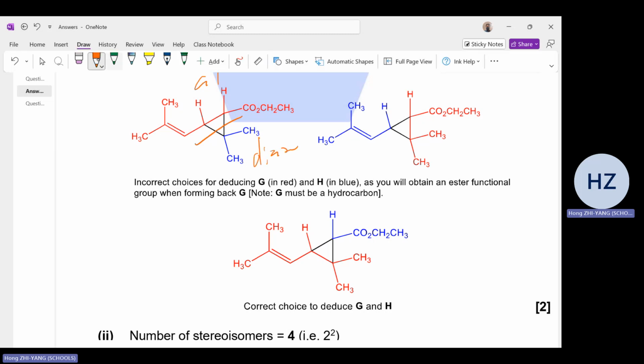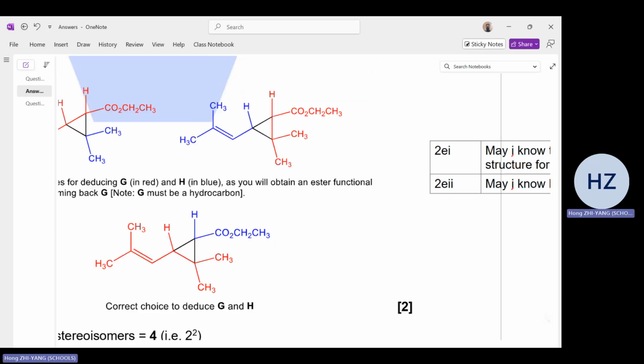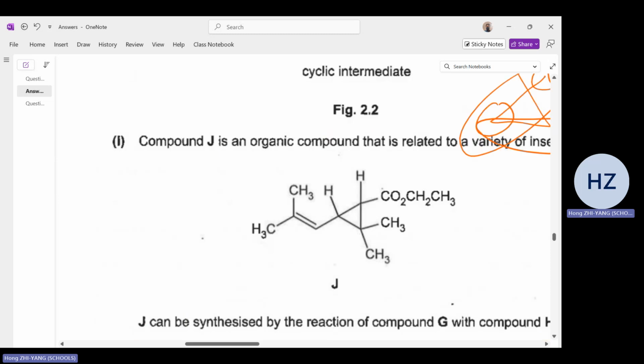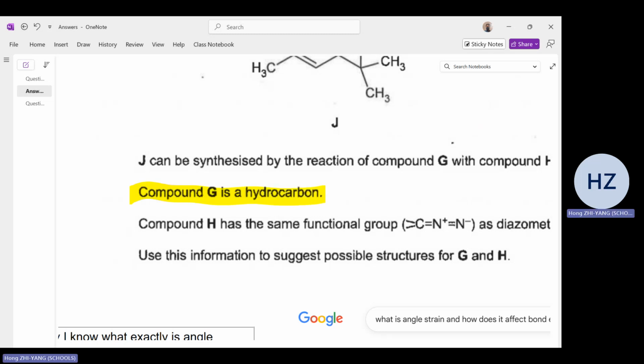Okay, I'm going to erase this so that it doesn't complicate. Right, but you have an issue, which is that you do not know which one is which. So here comes the biggest clue in the question. The clue says G must be a hydrocarbon. G must be a hydrocarbon. If you did not see it, it is here. There's a statement here: G is a hydrocarbon. So you've got to choose the side that does not have the ester.